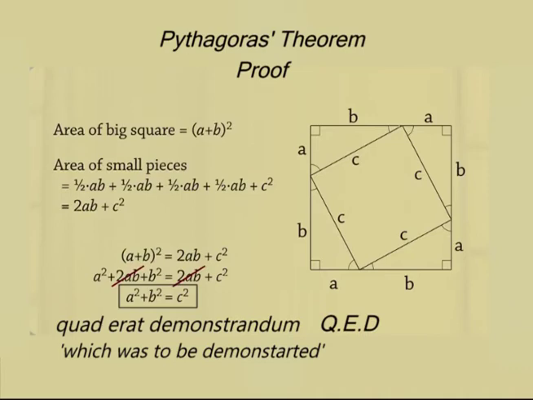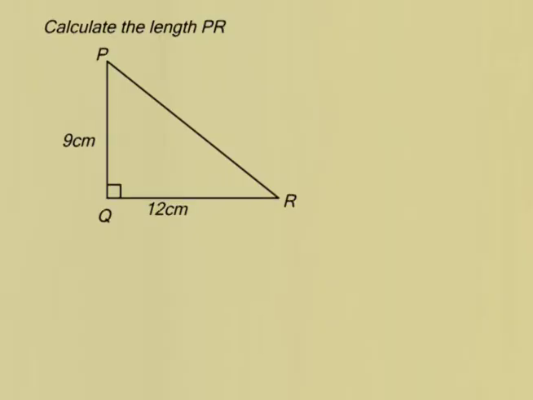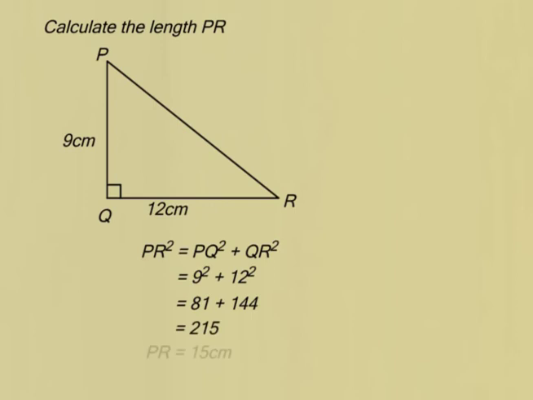Let us do 2 examples in application of Pythagoras theorem. First example, calculate the length PR in this triangle. This is a right angled triangle, and so PR squared, the hypotenuse, is equal to PQ squared plus QR squared, which is equal to 9 squared plus 12 squared, that is 81 plus 144, and PR is equal to 15 centimeters.